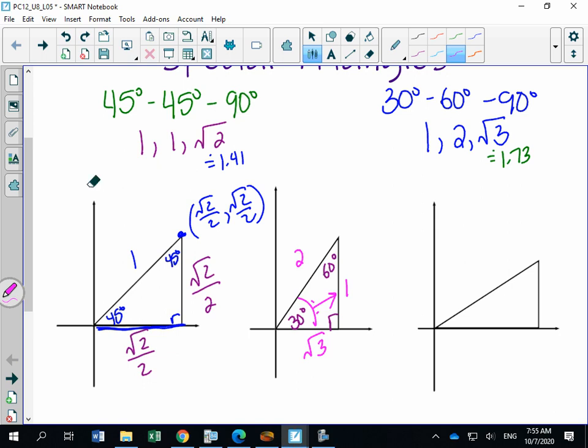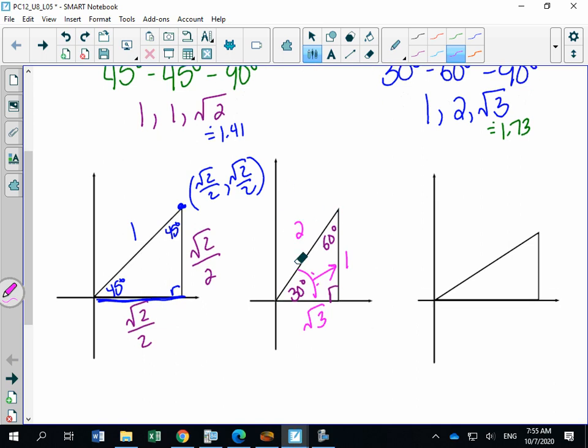Then we have to do exactly what we did in this triangle. We need to get a radius always of 1. So I need to get rid of that 2. So I'm going to divide everything by 2 because I want a radius of 1. So 2 divided by 2 is 1, so I'm good there.